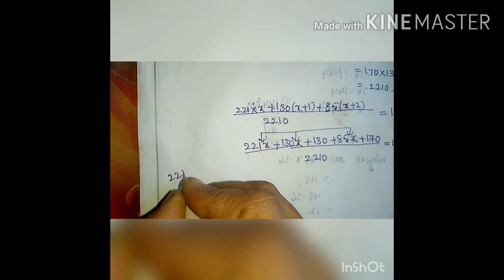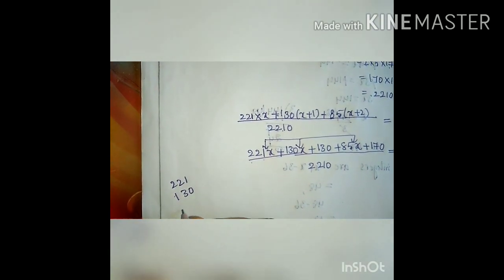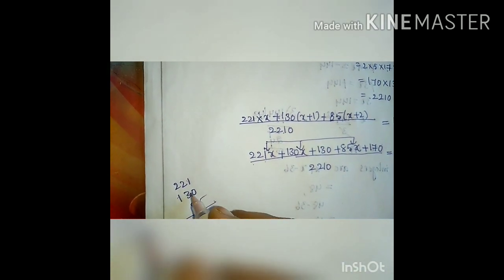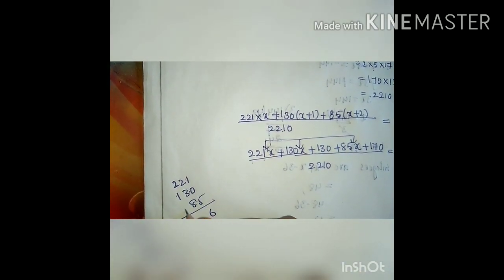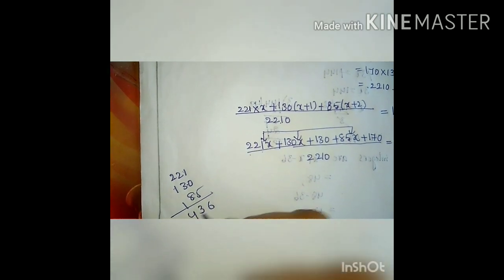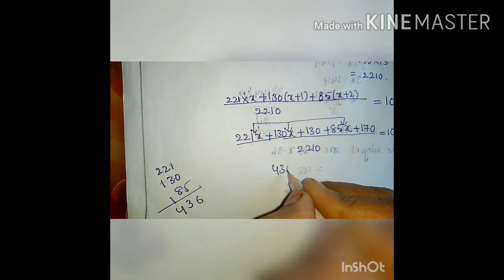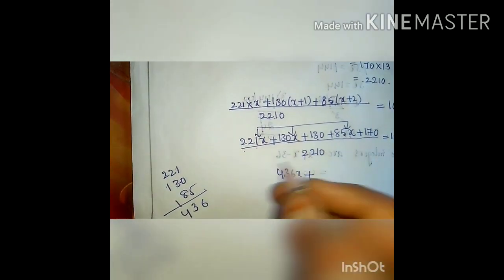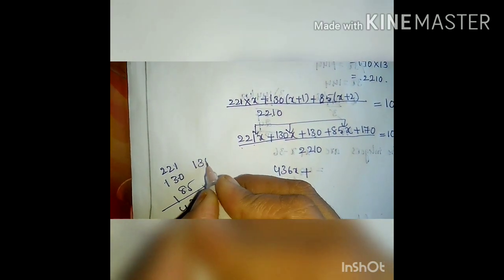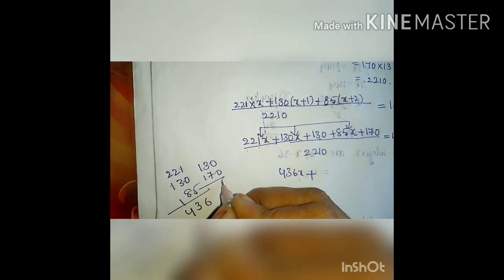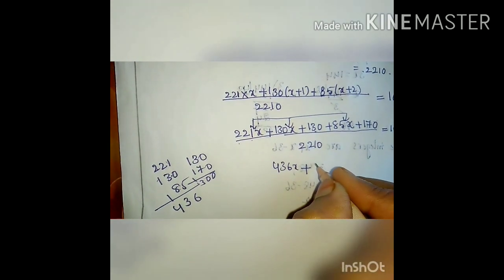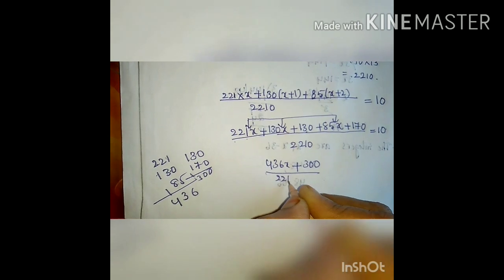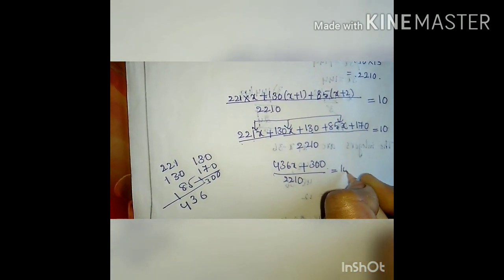Okay, first add the x terms: 221, 130, 85. 1 plus 5 is 6, 8 plus 3 is 11, 11 plus 2 is 13, so 436x. Then plus 130 plus 170, which is 300. So 436x plus 300 divided by 2210 is equal to 10.